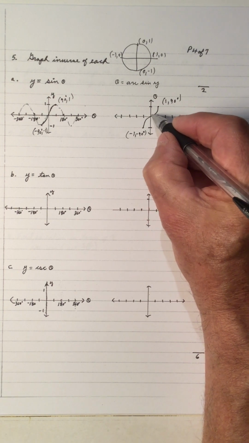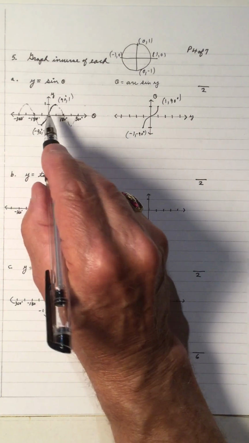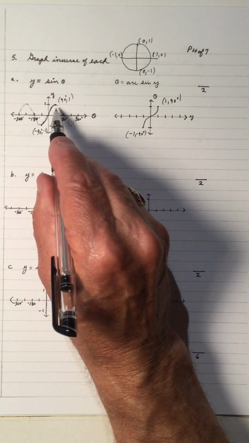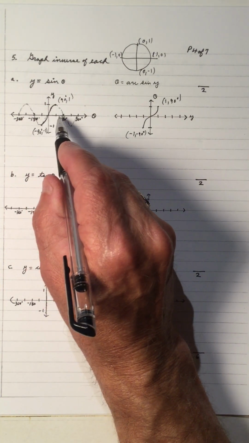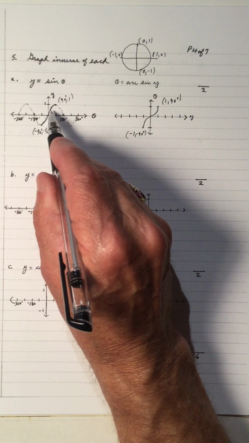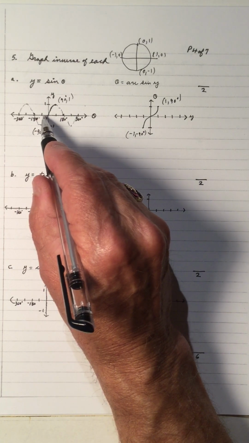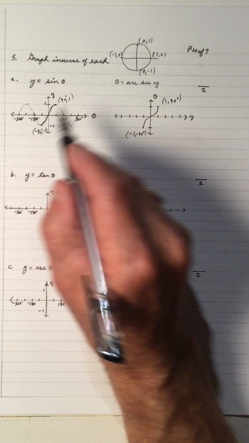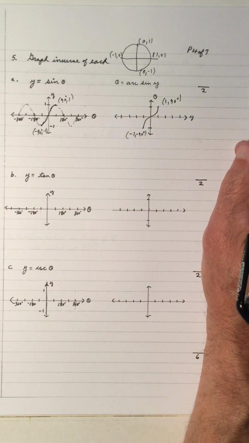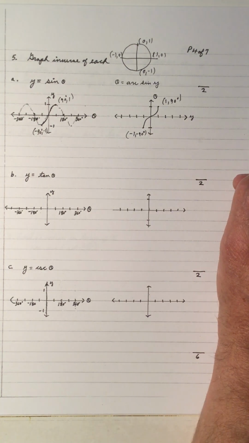Now I really don't draw it. What I do is remember where the sine is restricted, from negative 90 to 90. If the number is positive, it has to be between 0 and 90. If the number is negative, it has to be between 0 and negative 90. But there's the inverse.